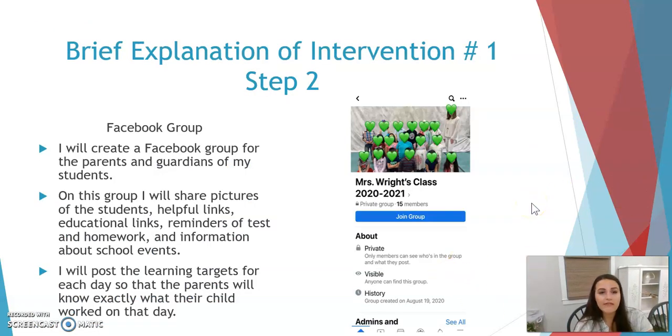Okay, and so we have a brief explanation of intervention number 1. It says Facebook group. I will create a Facebook group for the parents and guardians of my students. And let me add that I have to send papers home with their consent where I do teach special education.